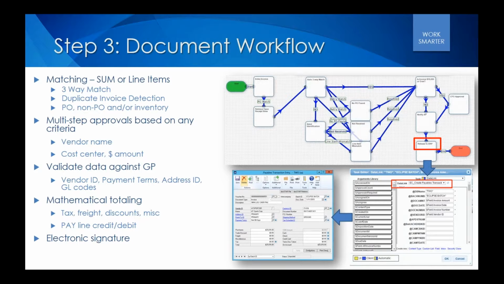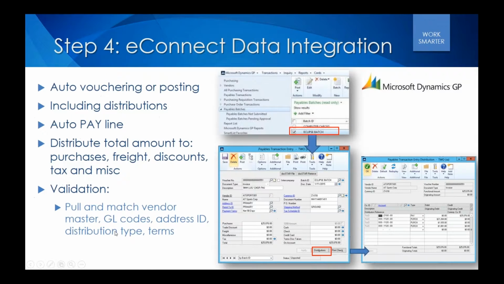So then the data gets pushed. We can auto voucher a batch. Or if we apply a posting date, we can post that particular invoice. The distribution data, all the line items, and the pay line get added to the distribution side, and we'll populate the purchases, discount, freight, miscellaneous tax appropriately based on the particular invoice.